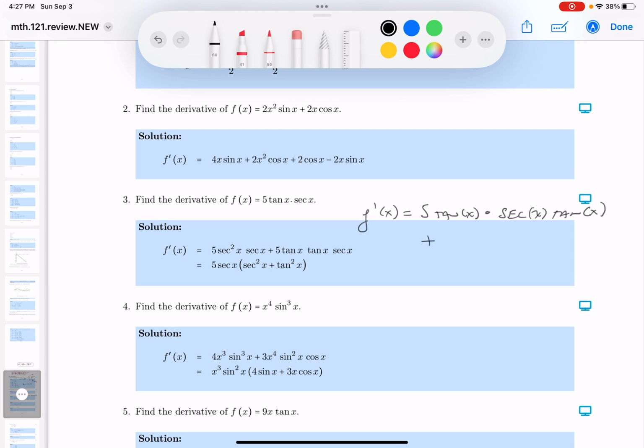Plus the derivative of the first function, which is 5 secant squared, times the second function, which is secant x. That's a derivative, but I do want to simplify it.